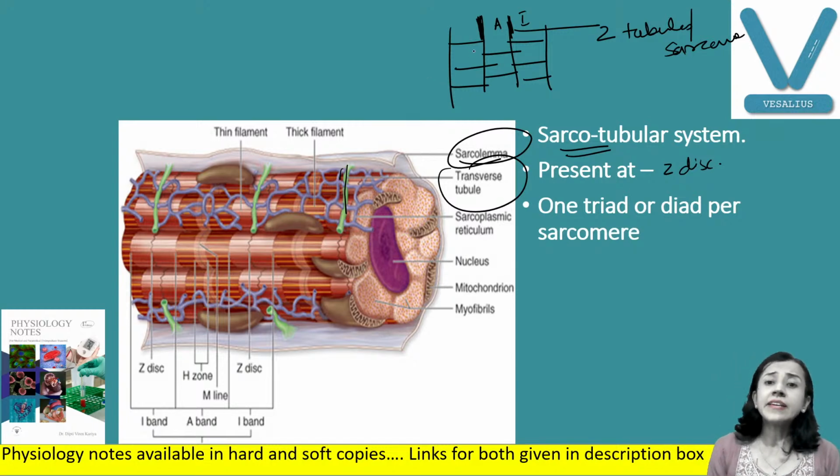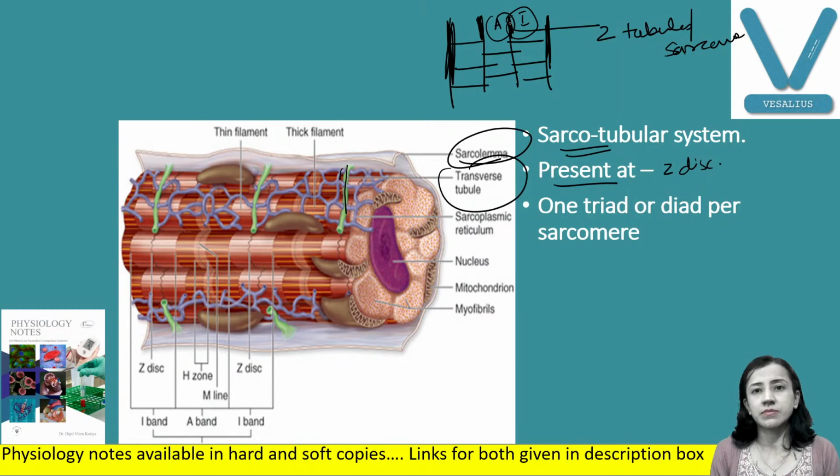And in cardiac muscle, we have the T tubule here at the Z disc. So you can say that there is only one T tubule per sarcomere. Fine. So this is the difference. In skeletal muscle, T tubules are present at the AI junction, and in cardiac muscle they are present at the Z disc. So one T tubule, and on both sides of the T tubule you can see here there is sarcoplasmic reticulum, which is a dilated part of the sarcoplasmic reticulum known as terminal cistern.